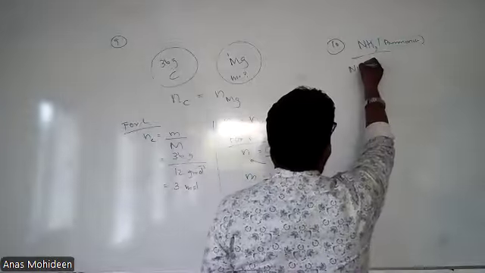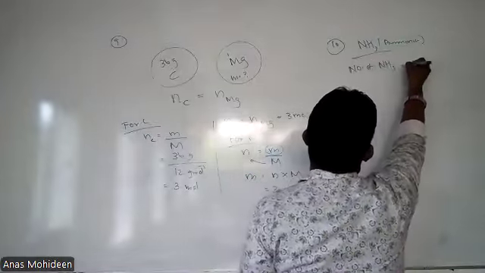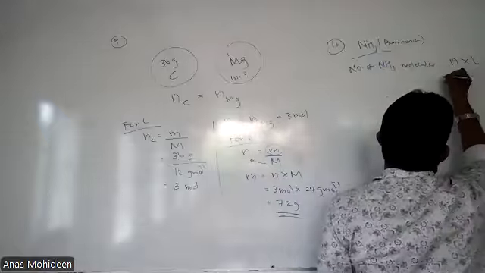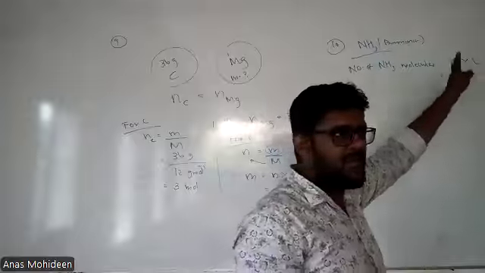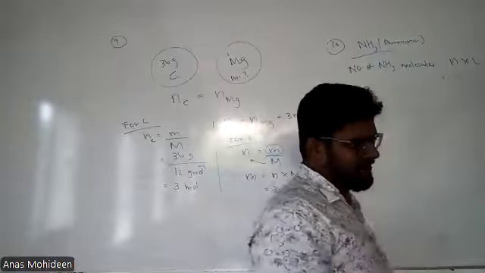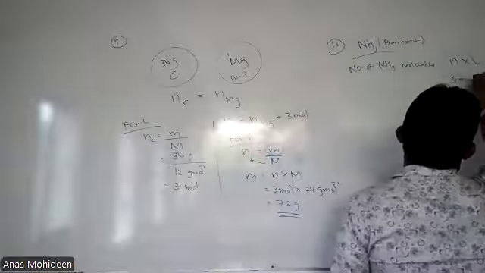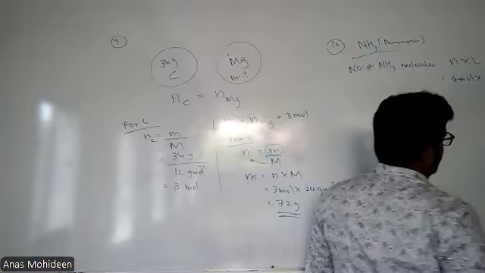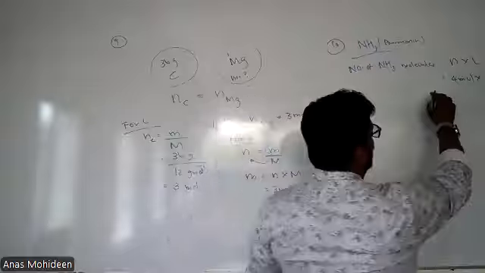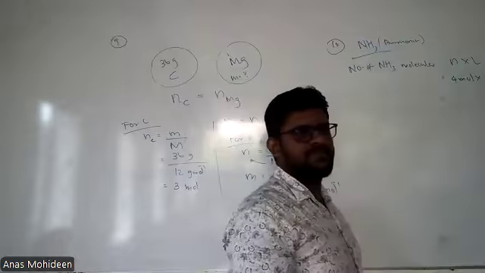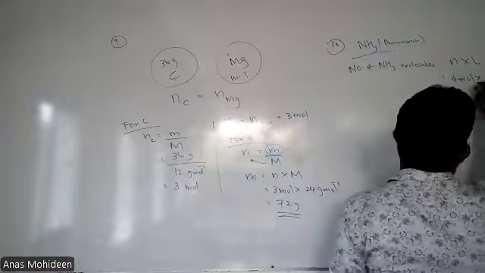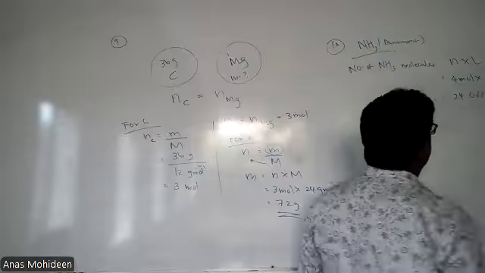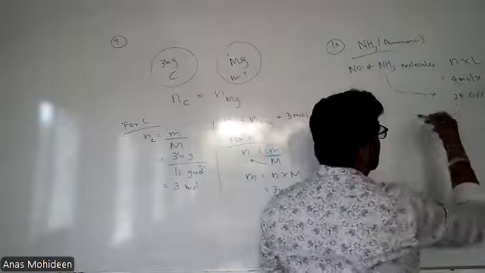So first let me find the number of NH3 molecules. What is the formula? N equals moles into Avogadro's number. You should not forget this. How many moles are there? 4 moles. Avogadro's number is 6.022 into 10 to the power 23 per mole. 4 into that, how much do you get? 24.088 into 10 to the power 23 NH3 molecules are there.